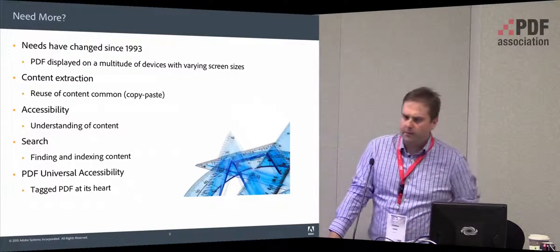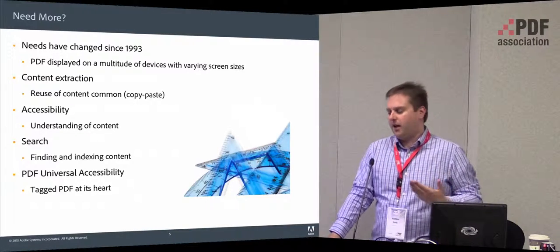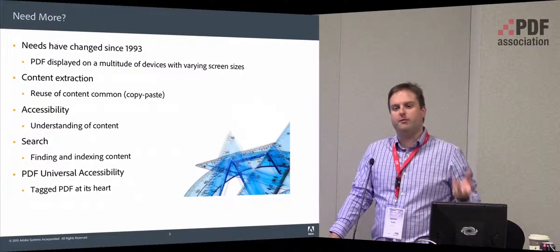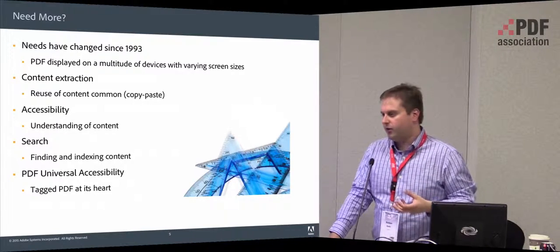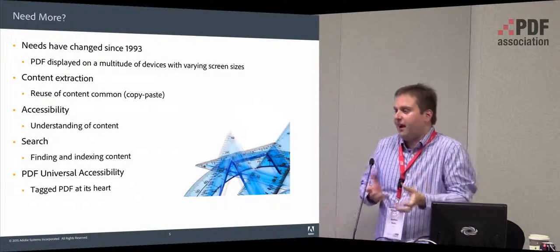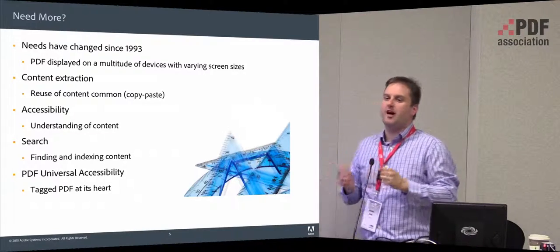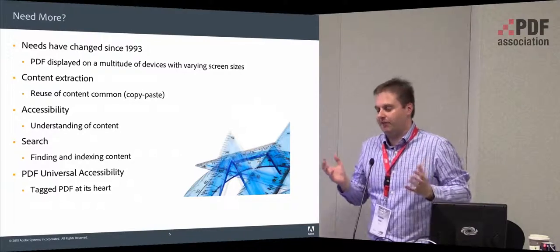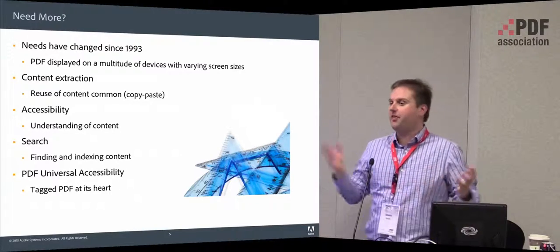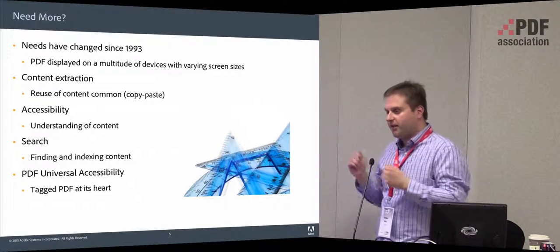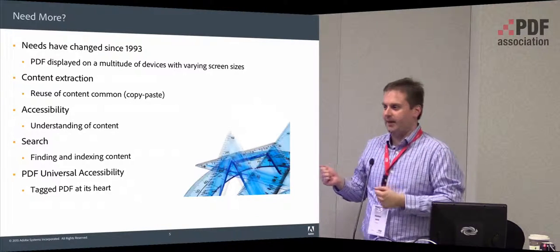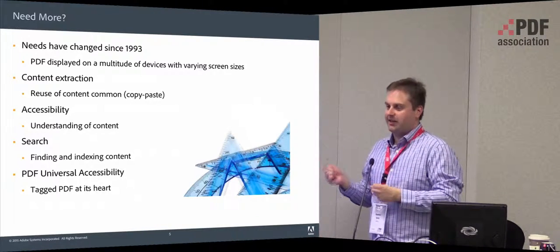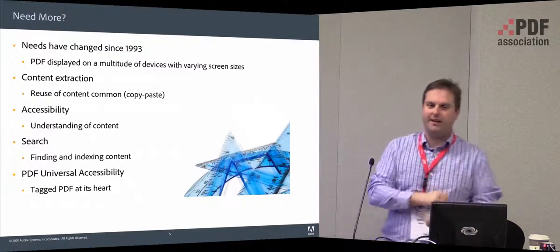And PDF UA is something that builds on all the things I'm going to talk about today to provide these capabilities. But tagged PDF is the heart of PDF UA. In reality, the ISO standard for PDF is 1,000 pages. The standard for PDF UA is about 28 pages, and there's a reason for that. It's all saying, do this thing in tagged PDF.